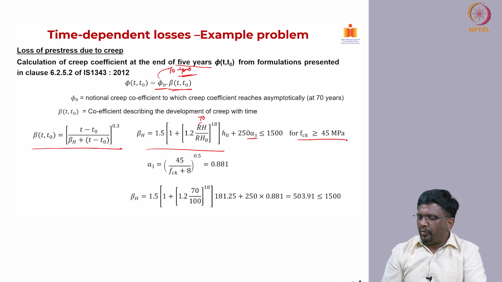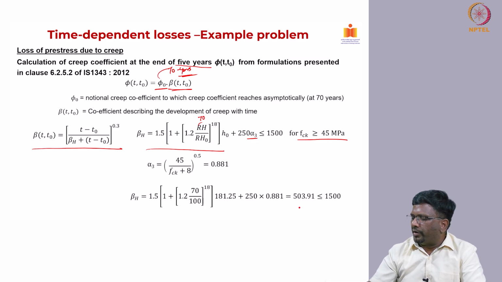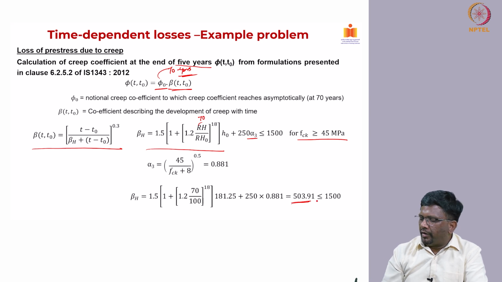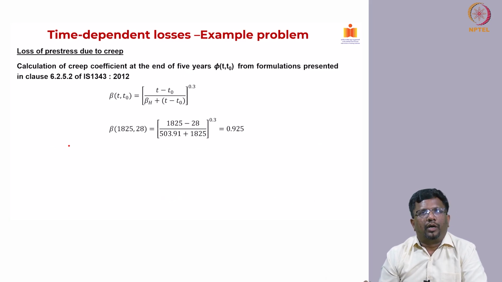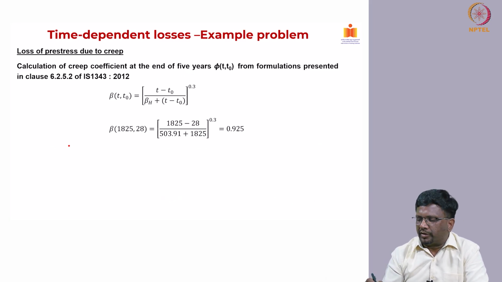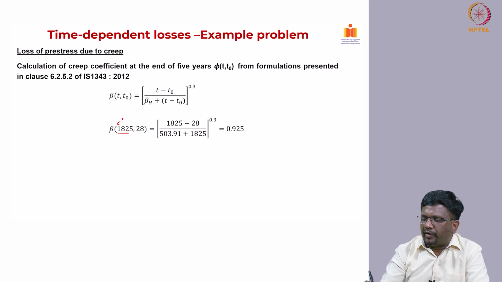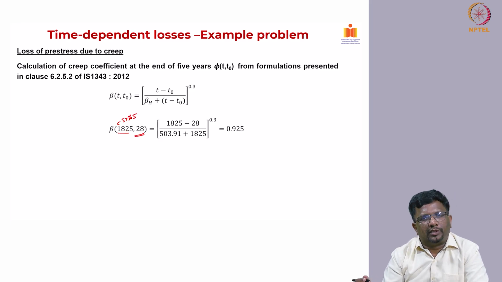So, you calculate all these factors and then you plug in and you get your beta H factor as 503, which is less than 1500, and then you put here 503 and then you get your reduction factor, because again 1825, this is 5 into 365, T naught is 28 days, that is already given, and beta H we calculated to be 503.91.